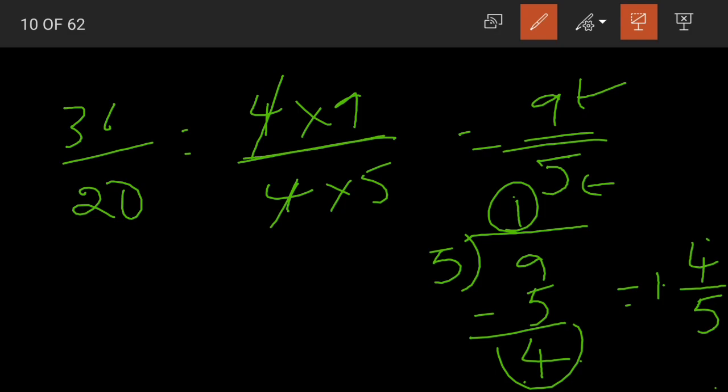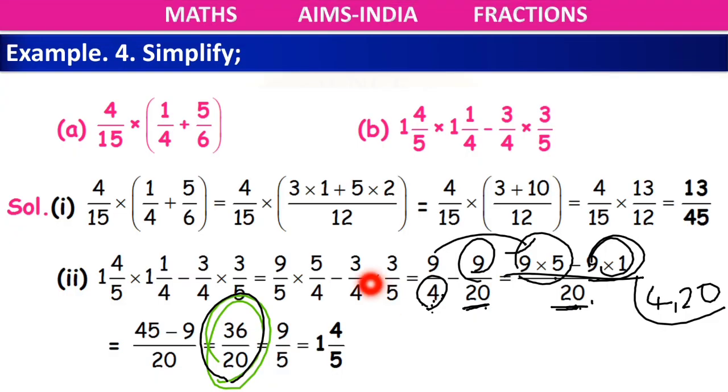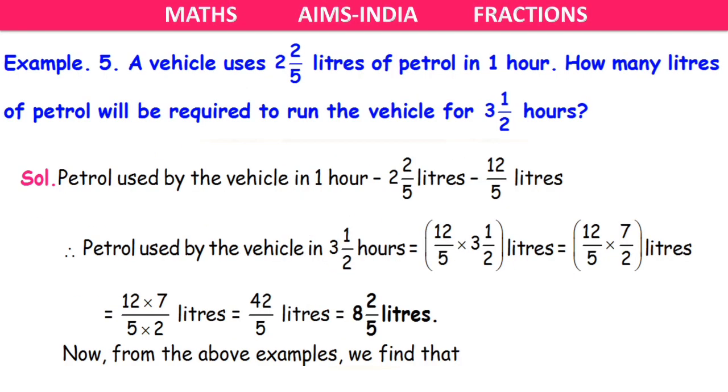Yes, but you can also skip writing this 4 into 9 by 4 into 5. You can directly cancel here. 4 9s are 36, 4 5s are 20. Clear, students? So these are the three ways of simplifying this fraction 36 by 20. What is our final answer? Our final answer is 1 4 by 5. Clear, students? We simplified two problems here.